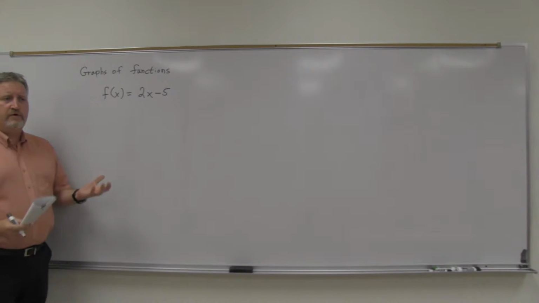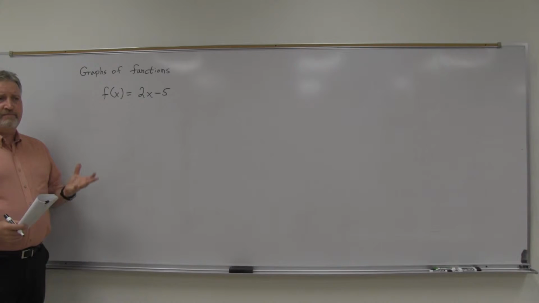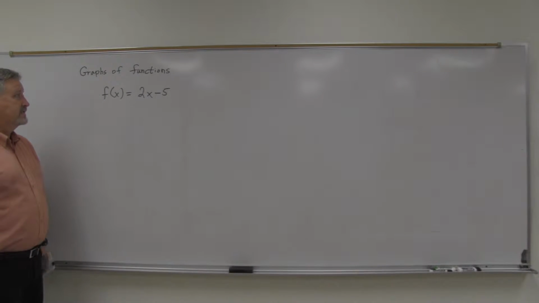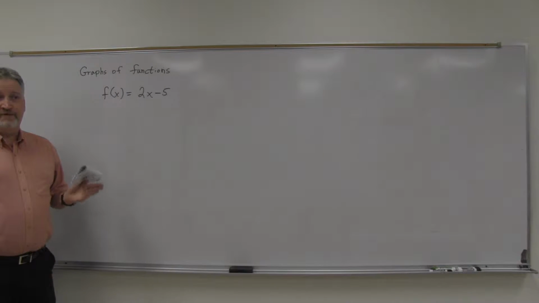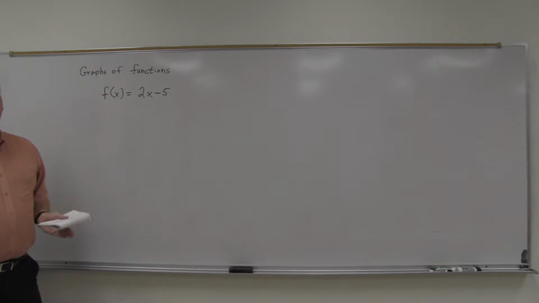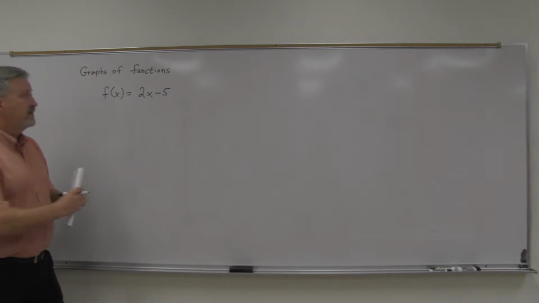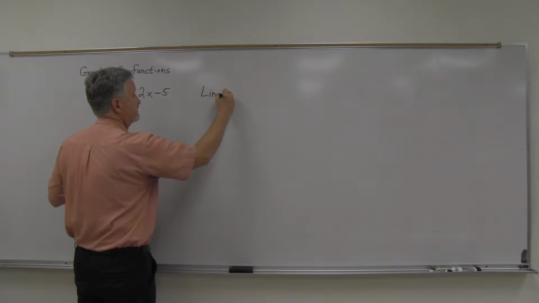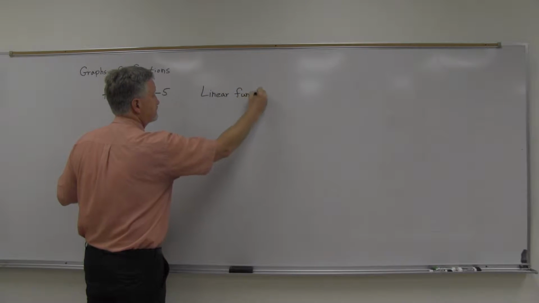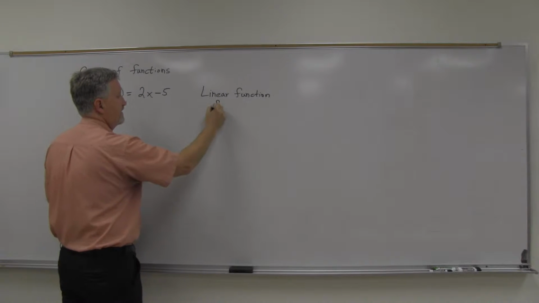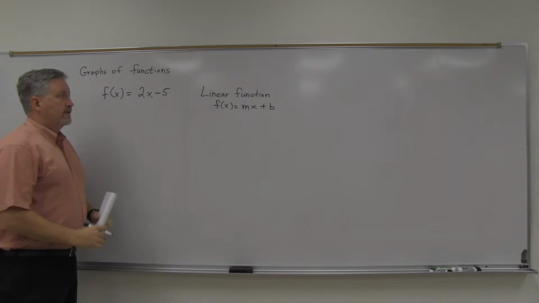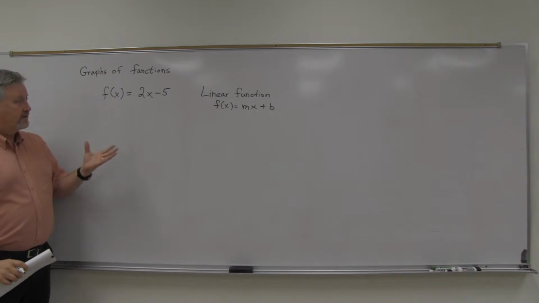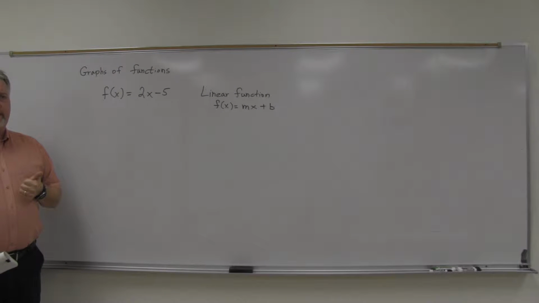What do we know about y equals 2x minus 5? What type of graph is that? What form is that? Yeah, it's a line, it's slope-intercept form of a line. This is now just in function form. So this is called a linear function, because it's in the form f of x equals mx plus b. If it's in this form, we can read the slope of that line, and we can read the b, which is the y-intercept of that line.